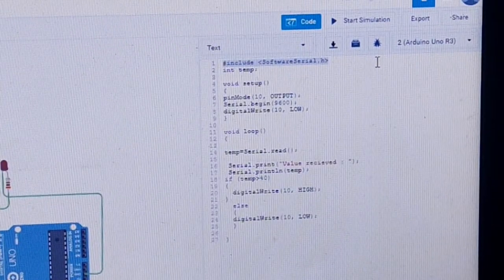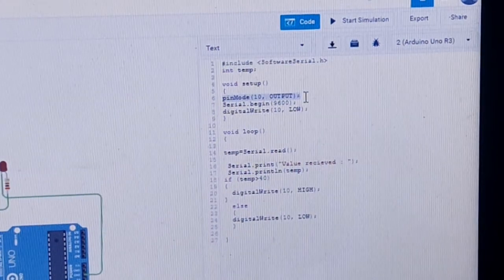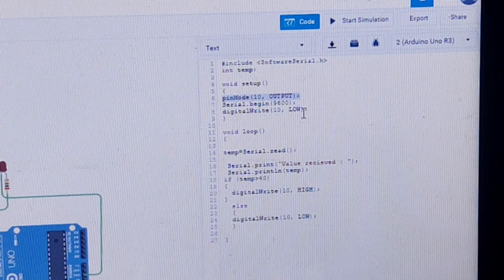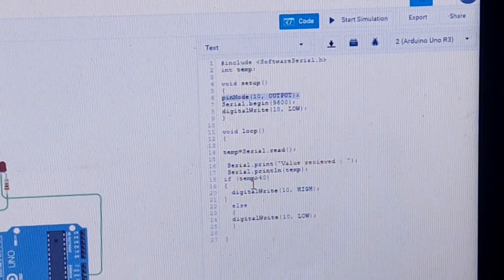The same header is used for the second Arduino. The positive pin of the LED is connected with pin number 10 and with a 220 ohm resistor, and the negative pin of the LED is connected with ground.